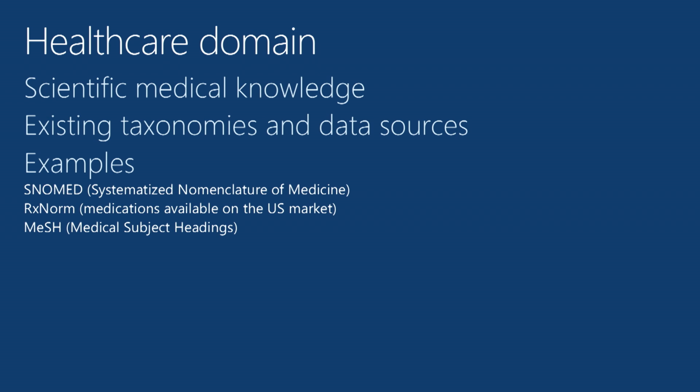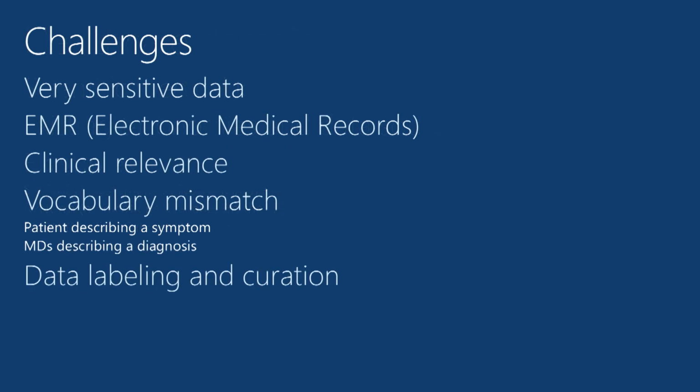For example, you have SNOMED, which is the Systematized Nomenclature of Medicine. You can download it. There's RxNorm, which is basically a taxonomy of all the available medications in the US. Then you have MeSH, Medical Subject Headings, and a bunch of other different sources and taxonomies. Everything is looking at a particular view of healthcare. The challenges here are the following.